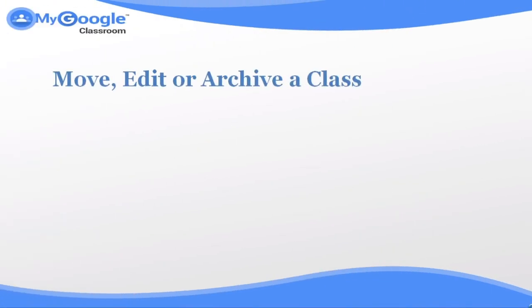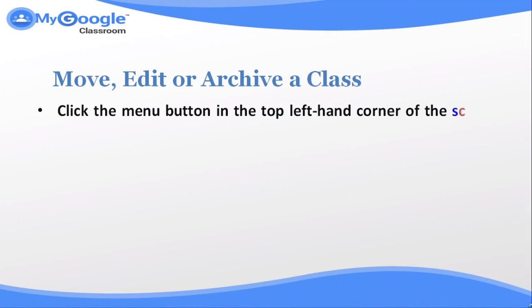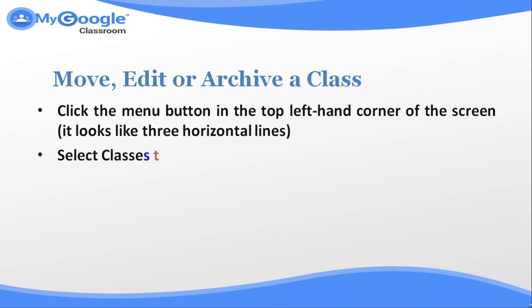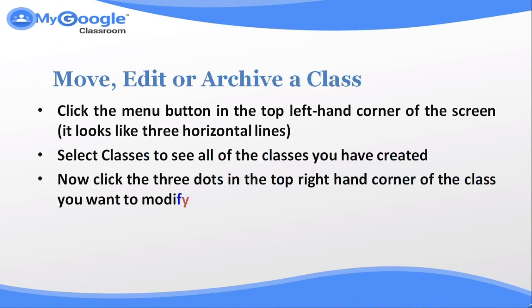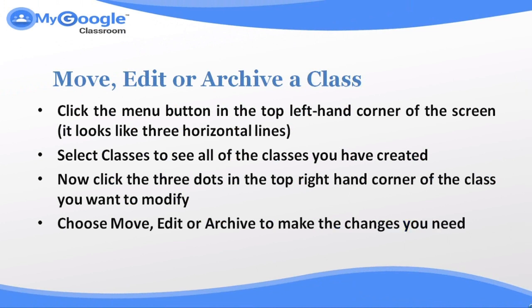Move, edit, or archive a class. Click the menu button in the top left corner of the screen. It looks like 3 horizontal lines. Select Classes to see all the classes you have created. Now click the three dots in the top right-hand corner of the class you want to modify. Choose Move, Edit, or Archive to make the changes you need.